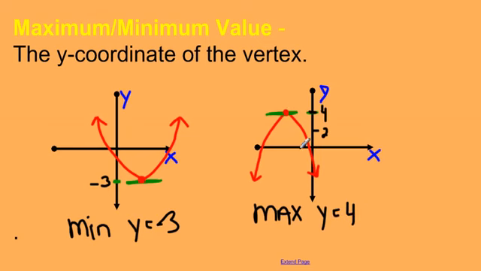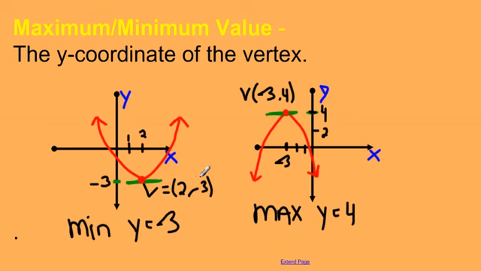So this vertex would be, that's 4, we'll call this -3. So that vertex point would be the point -3, 4. And as you can see, the y-coordinate is your max. For this one, we'll call that 2. So this vertex would be the point 2, -3. And -3 is our min.